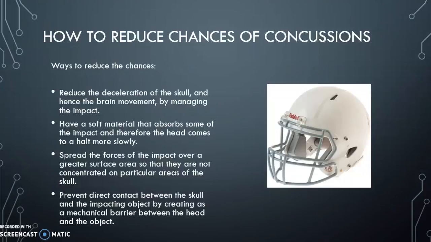Have a soft material that absorbs some of the impact and therefore the head comes to a halt more slowly. Spread the forces of the impact over a greater surface area so that they are not concentrated on particular areas of the skull. Prevent direct contact between the skull and the impacting object by acting as a mechanical barrier between the head and the object.